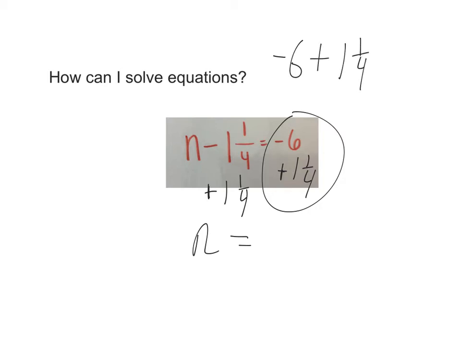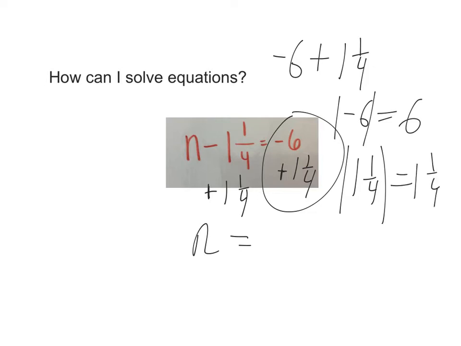Now when I add two rational numbers, I need to look at their signs. They have different signs, so what I'm actually going to be doing is subtracting them. I'm going to subtract their absolute values. So the absolute value of -6 equals 6, and the absolute value of 1 1/4 is going to equal 1 1/4. So I'm going to do 6 minus 1 1/4. 6 has a greater absolute value, so my answer is going to be negative. So I'm going to put a negative sign over there.